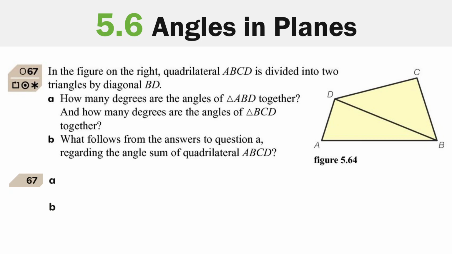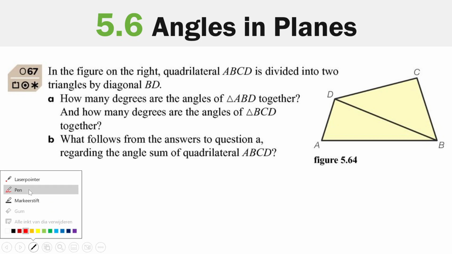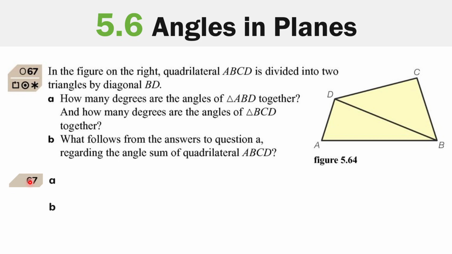In the figure on the right, quadrilateral ABCD, remember quadrilateral is een vierhoek, is divided into two triangles by diagonal BD. Well, we see that happening right here, right? We now have triangle ABD and we have triangle BCD. How many degrees are the angles of ABD together?